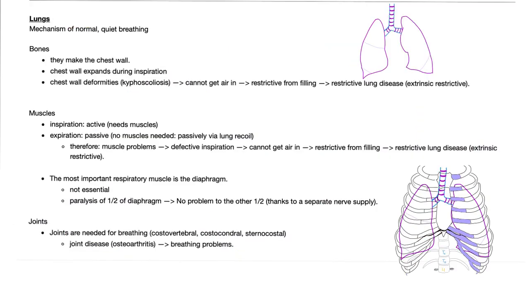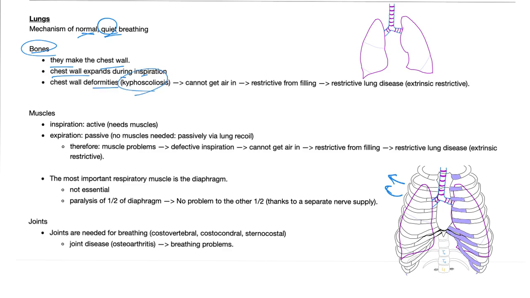So, mechanism of normal quiet breathing. Not that you're running a marathon, normal quiet. You're sitting on your lazy boy and you are drinking tea at tea time, if you're an Englishman. They make the chest wall. The chest wall expands during inspiration. The chest wall expands.